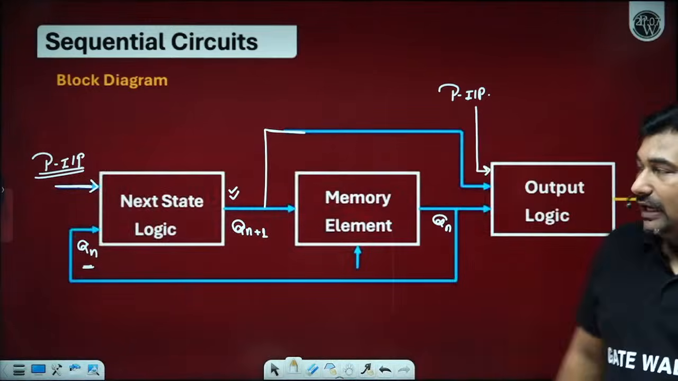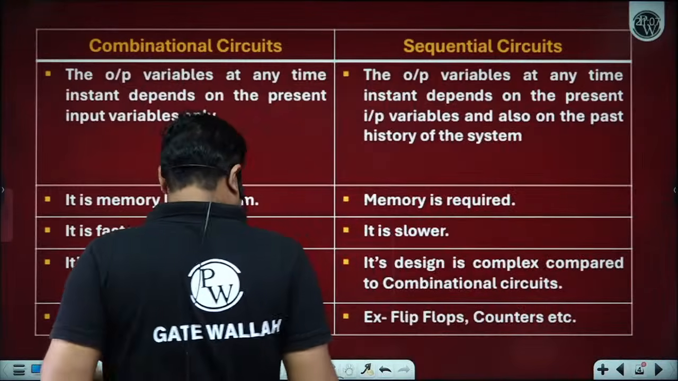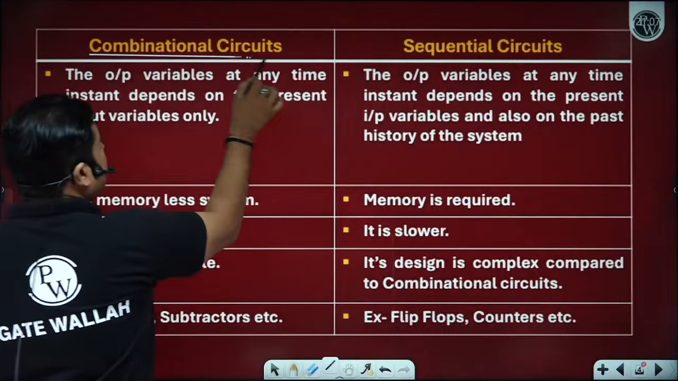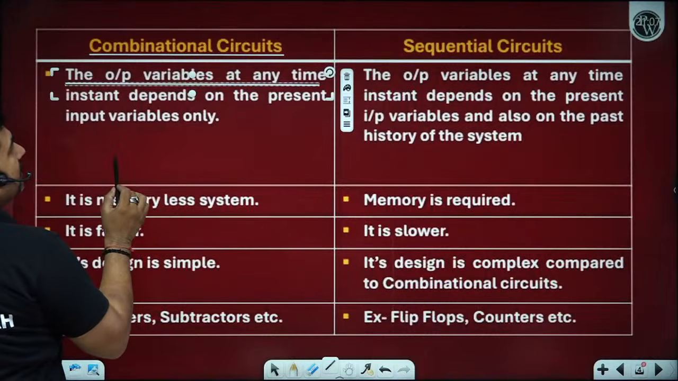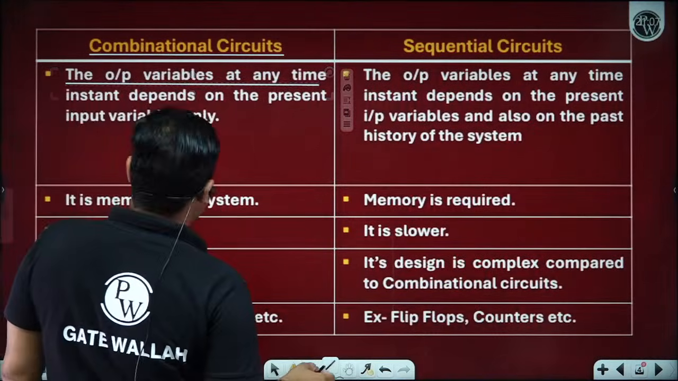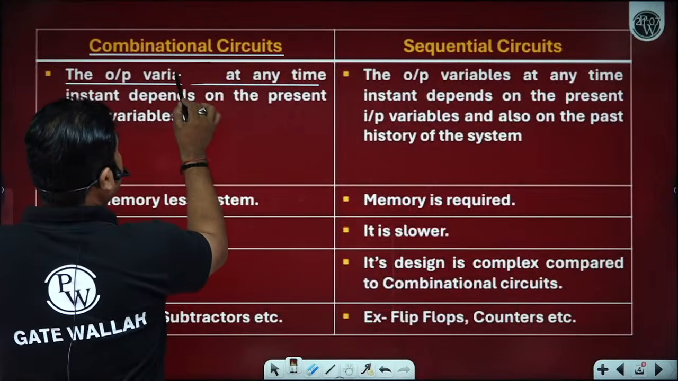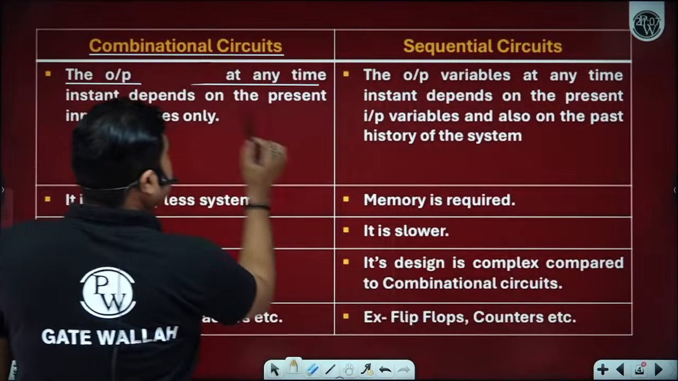Great, sir. Now let's move towards the basic differences between a combinational circuit and a sequential circuit. Please observe, Betaji. In a combinational circuit, the output variables, the output varies at any instant. The output changes.